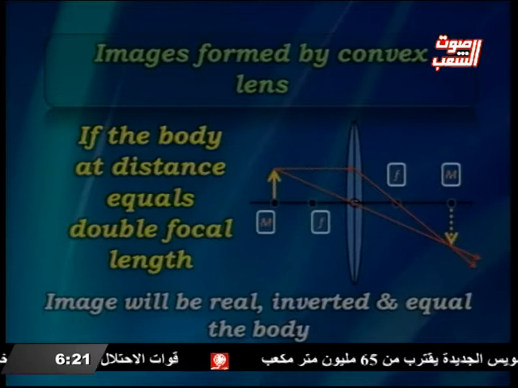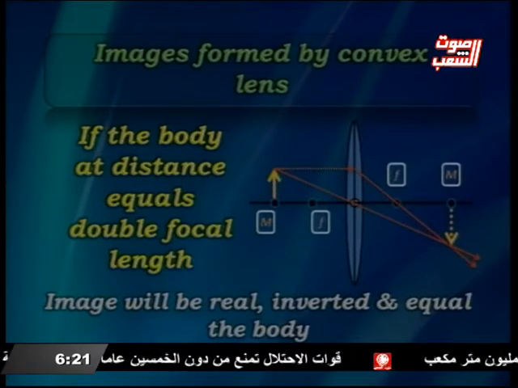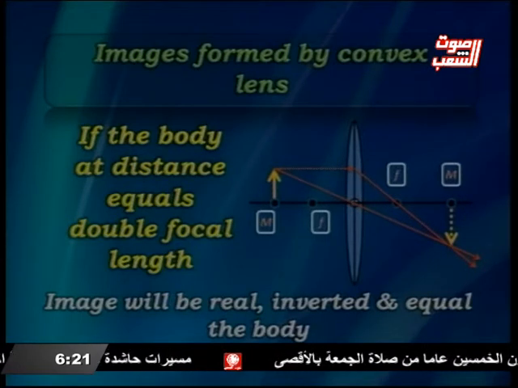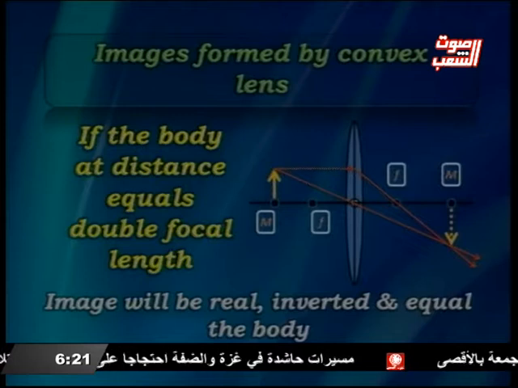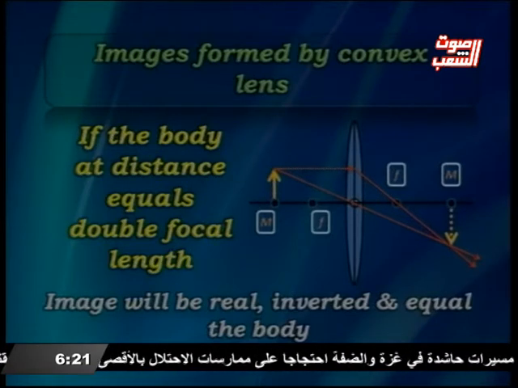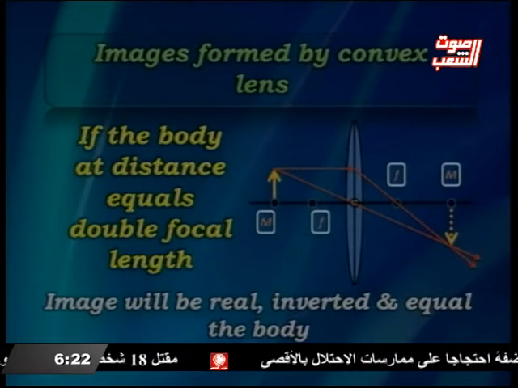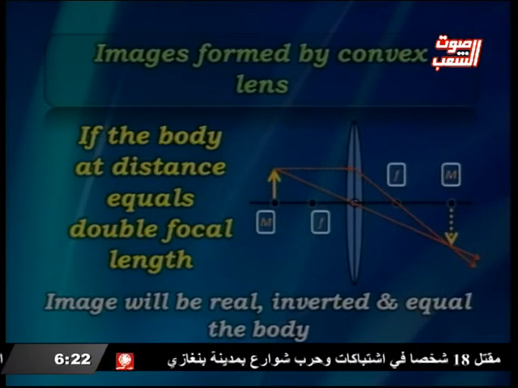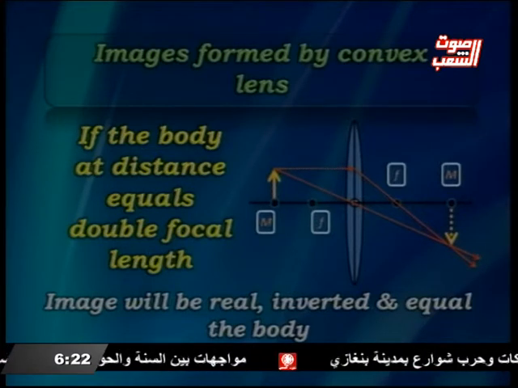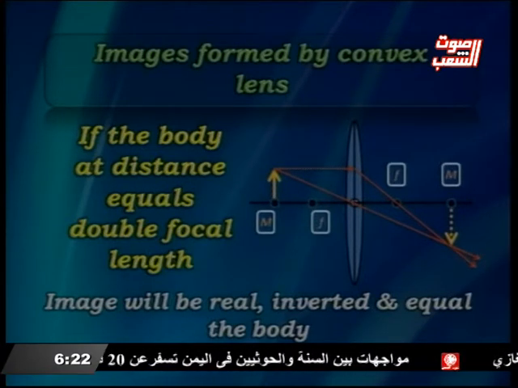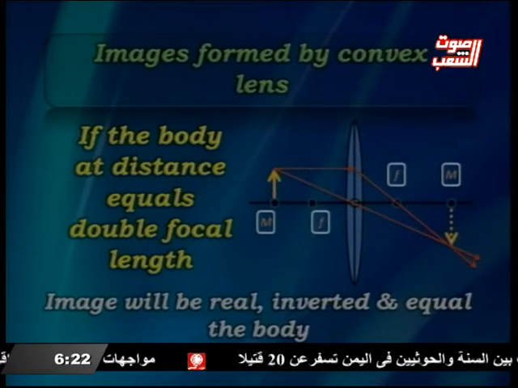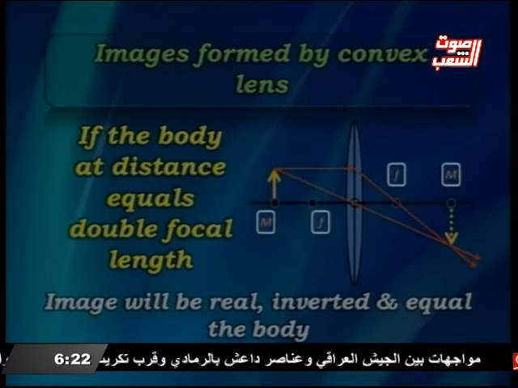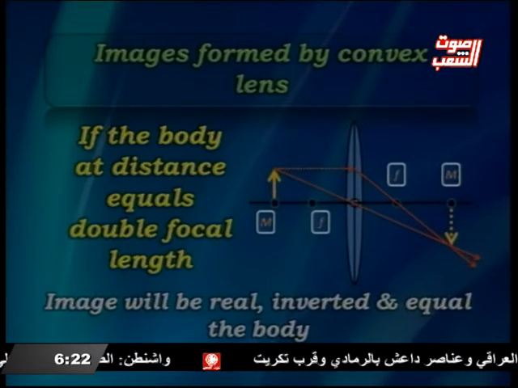So this image will be real. What is meant by real? From the last lesson, real means we can receive it on a screen, or on a piece of paper or a piece of cardboard or your body. You can receive it on any surface. After that, we have inverted. Here the arrow in yellow color represents the body, on the left side, and it moves up.